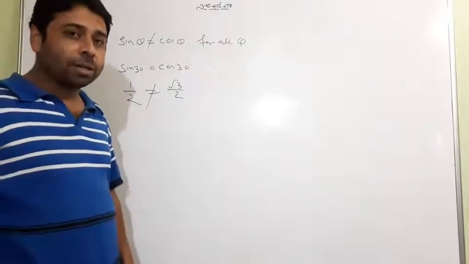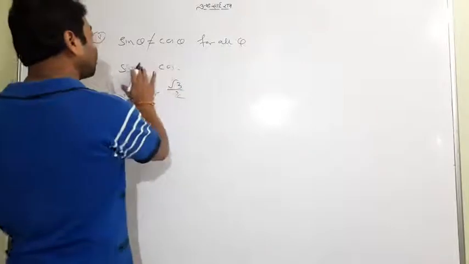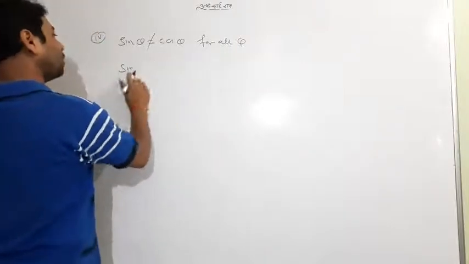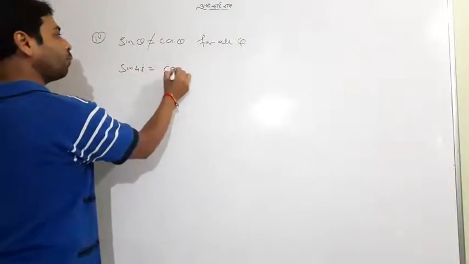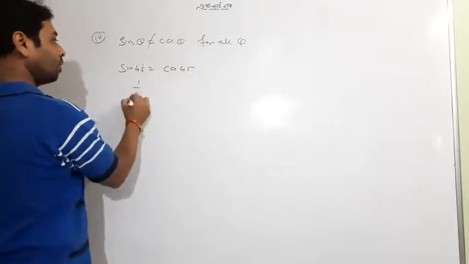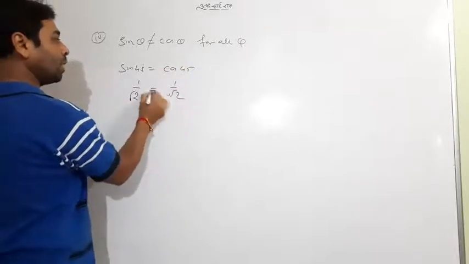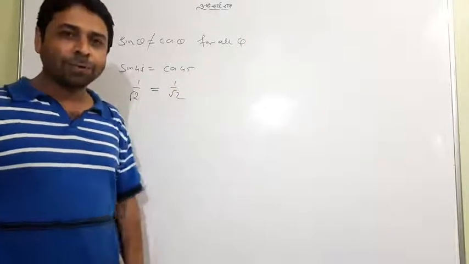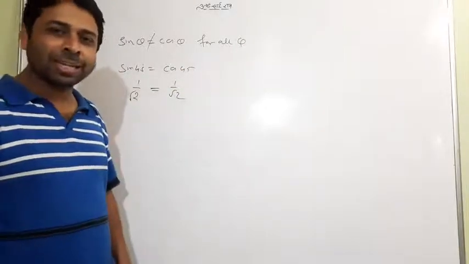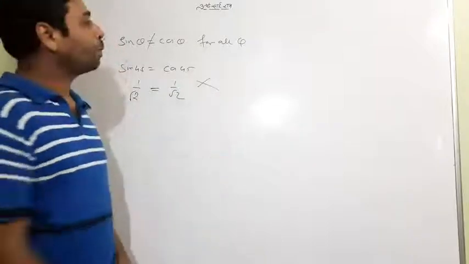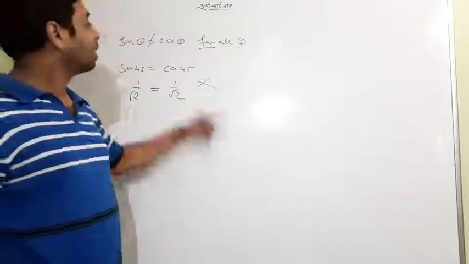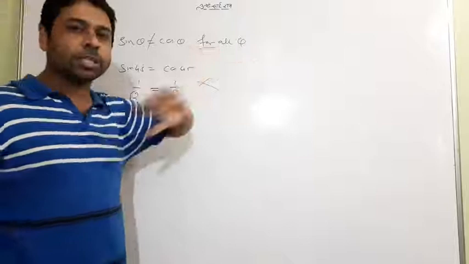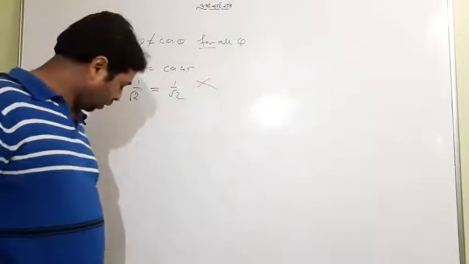If someone takes 45, fortunately, suppose theta equals 45, this is 1 by root 2, this is 1 by root 2. Okay, they are equal, but only for 45. Except 45, if you take 30 or 60 like that, they are not equal. But what does the question say? That these are equal for all theta, which is actually not true.